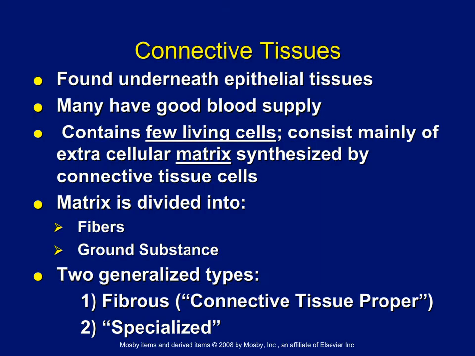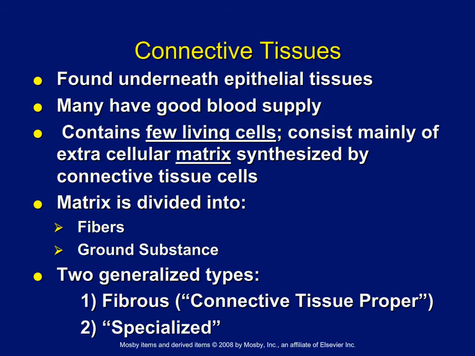Okay, our next group of tissues are the connective tissues. Connective tissues, I should point out, are never going to be found on a body surface. They're always going to be found buried underneath an epithelial tissue. Unlike epithelium, some types of connective tissues do have a good blood supply. For example, bone is a connective tissue with a very good blood supply. On the other hand, other types of connective tissue, like cartilage or like tendons and ligaments, don't have a good blood supply. And so they tend to heal very, very slowly.